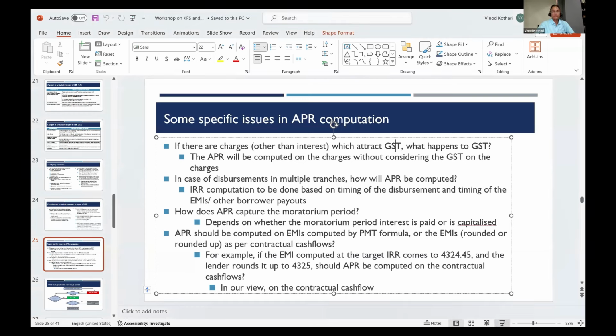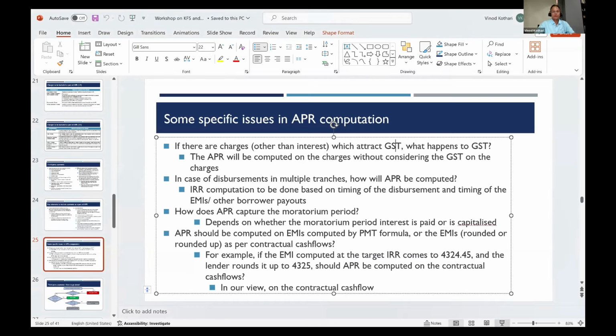Your accounting IRR or EIR, effective interest rate, and APR are different. Which is why I'm saying system changes will be required, because you have an effective interest rate which is used for accounting purposes. You have an APR which is purely for disclosure. What is the use of this APR? Will the APR be used for accounting purposes? No, APR is merely for the KFS.